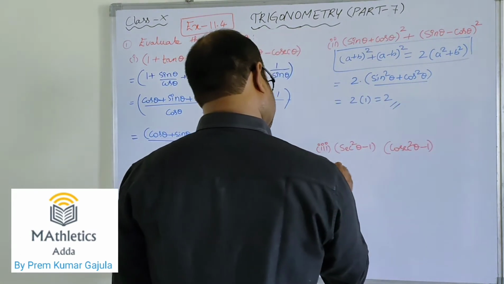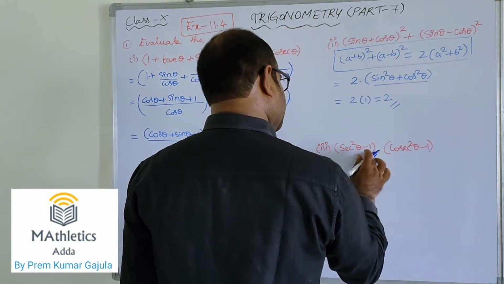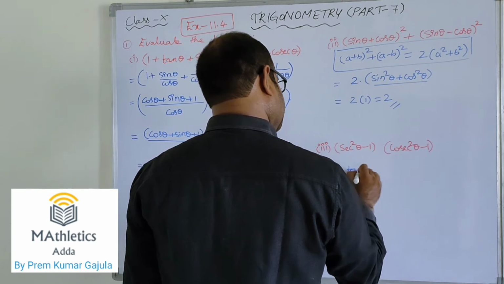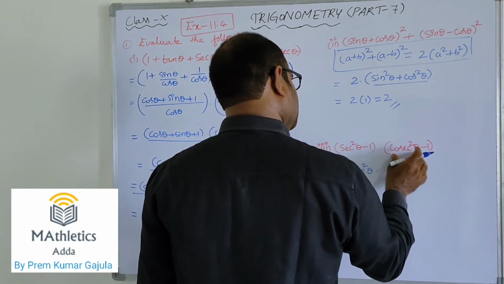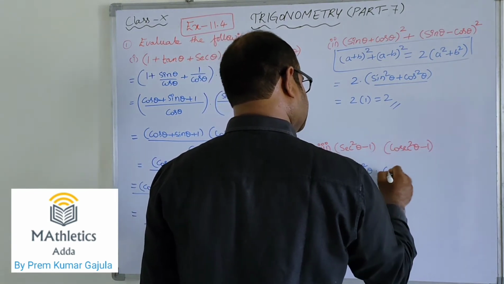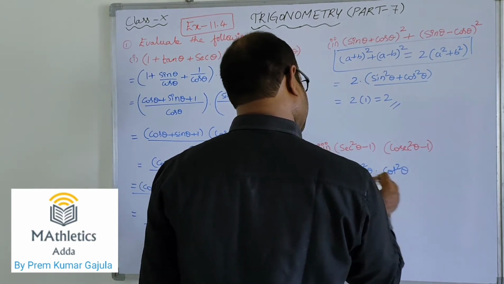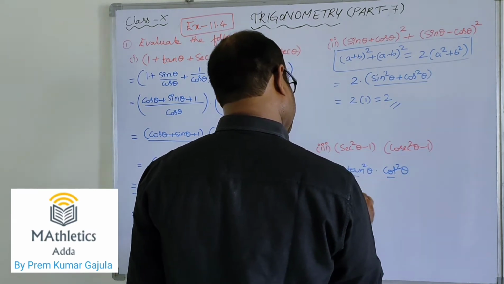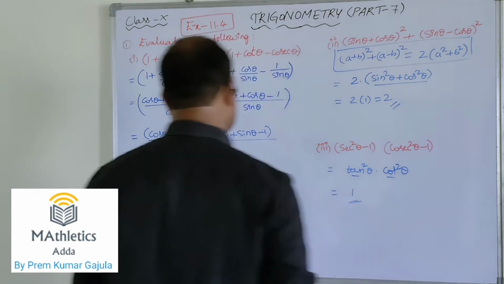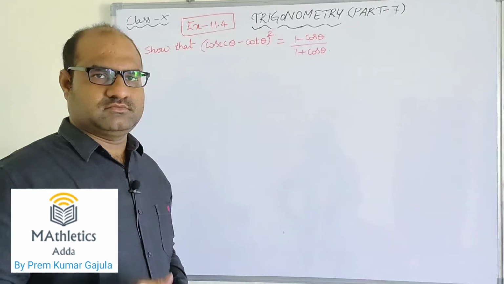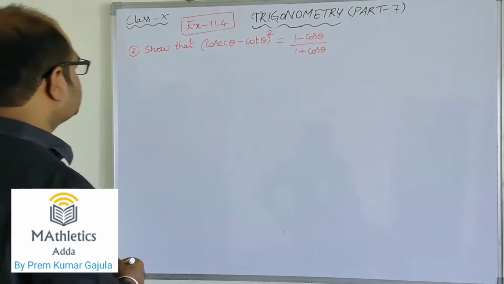Now let us look at this. We know that sec² θ − 1 is tan² θ, into cosec² θ − 1 is cot² θ. Here tan and cot are reciprocal, so you will get 1 as the answer. Now let us look at the next question.